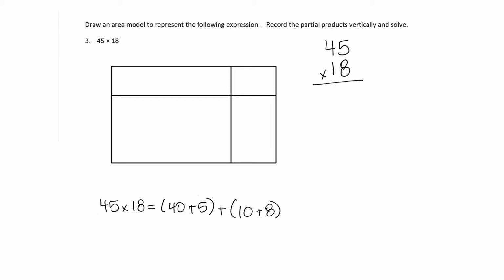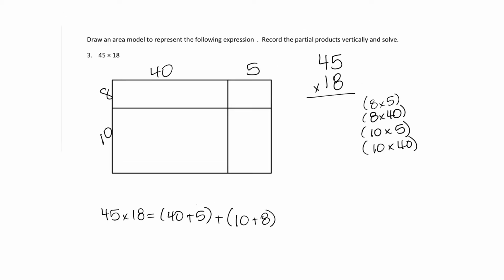Now that we have our numbers decomposed, we can place them above on our area model. We will place 10 on this section, 8 here, 40 here, and 5 here. Starting with 8 times 5, we have a product of 40. Next, we will multiply 8 times 40, which gives us a product of 320.